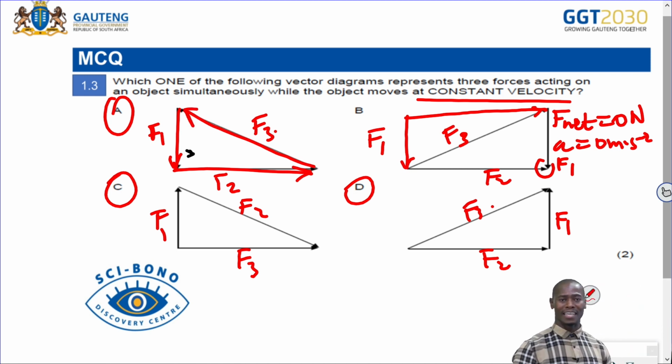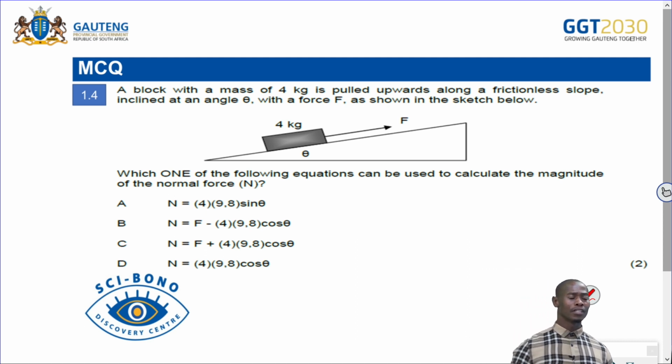There is no resultant there. So this is the closed vector diagram. What are we expecting if an object is moving at a constant velocity in terms of the vector diagrams? We're expecting a closed vector diagram. So A, it's a closed vector diagram. So the correct answer there for 1.3 will be A. Then let's look at 1.4.